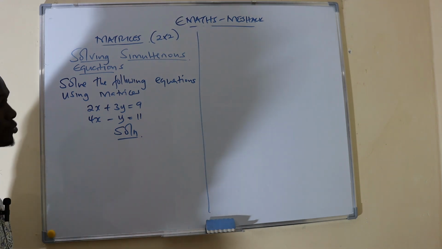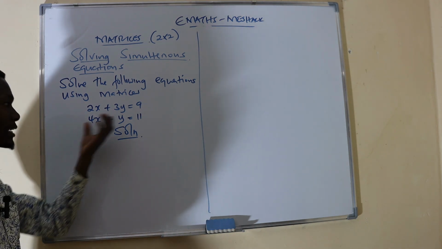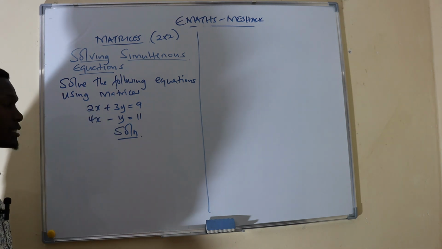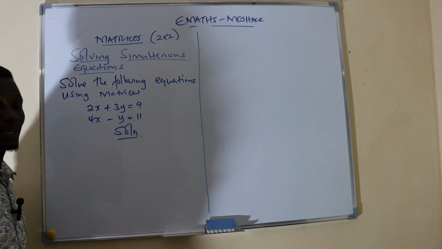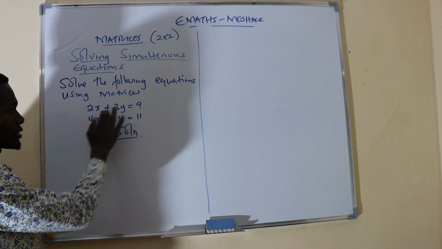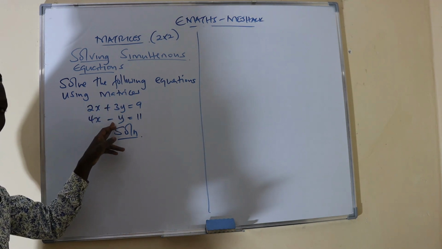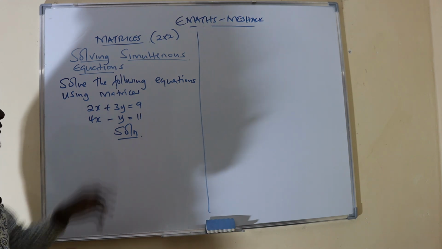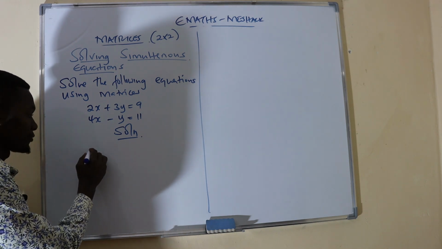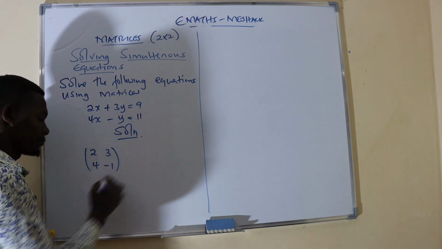The first thing that you do using matrices, you'll have to rewrite the left hand side of this equation in terms of matrices, and also the right hand side. So you will extract the constants. In this case, we have a 2, a 4, a 3, and our value here is negative 1. We shall extract those values and write them in terms of a matrix. So there will be 2, 3, 4, negative 1.